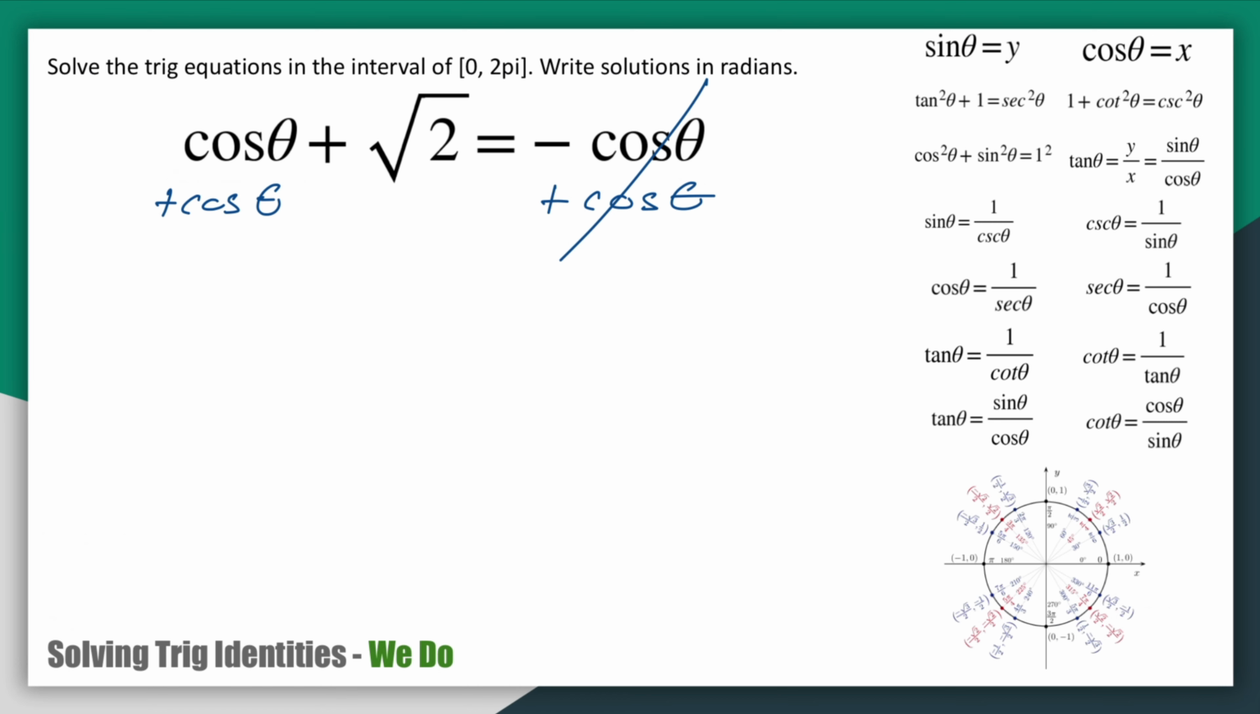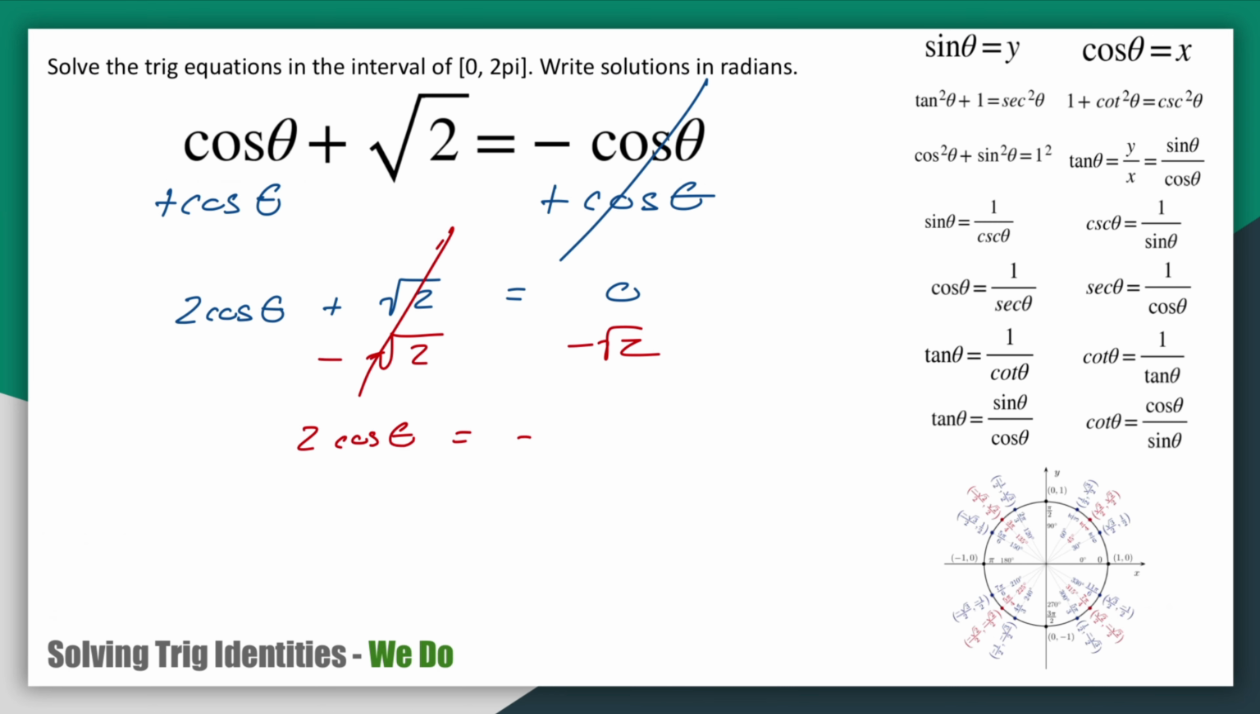Cancels. I'm going to get 2 cosine of theta plus the square root of 2 is equal to 0. And then I'm going to solve for cosine theta. So I'm going to subtract the square root of 2 from both sides. Cancels, and I have 2 cosine theta equals negative square root of 2.